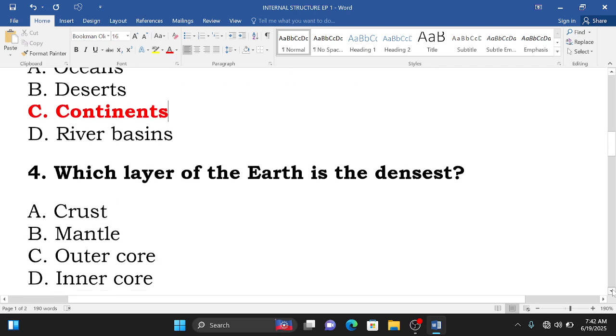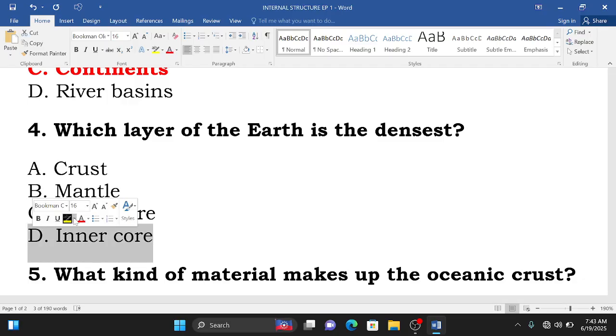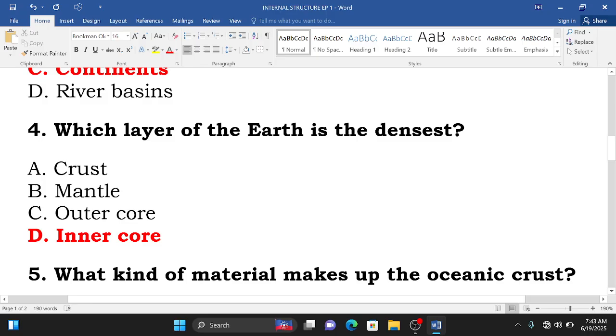Question number 4 is asking which layer of the earth is the densest. A. Crust, B. Mantle, C. Outer core, D. Inner core. So the correct answer is D, because referring to the previous episode that we talked about the internal structure of the earth, you have seen that the inner core is very dense, is more dense and heavy. That's why the rocks there are always in molten state.